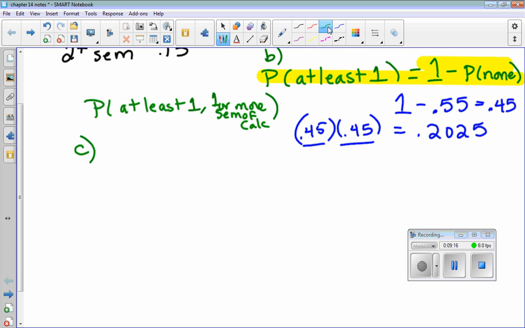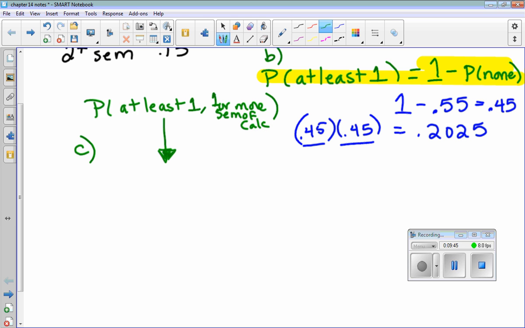This is the question. The probability that at least one of the two people, could be the first person, could be the second person, but at least one of those two people has one or more semesters of calculus. How can I use the complement to rewrite this idea? What would I do? You guys tell me. Do you understand my question at all? No. Okay.